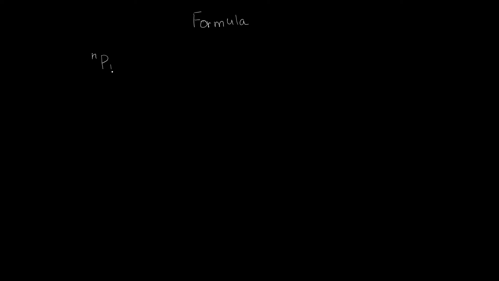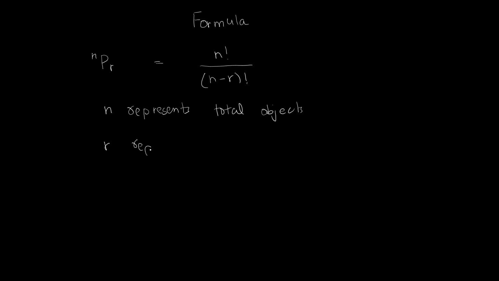The formula for permutation is listed below. It's equal to n factorial over (n minus r) factorial. Here, the n represents the total number of objects, while the r represents the number of choices you have.